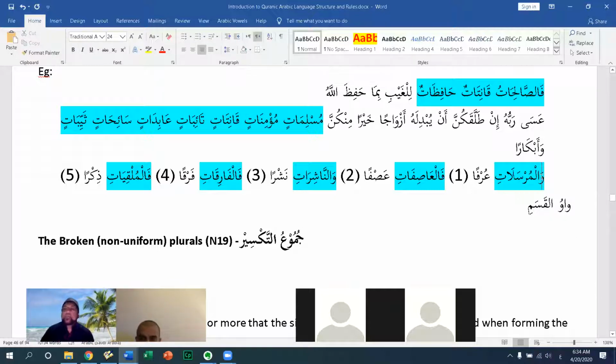What it really means is uqsimu bi, I swear by. So it has the meaning of a verb. And the ba that is understood is what makes this word majrur. But we don't normally say all of that. The way you would do the i'rab is as follows.